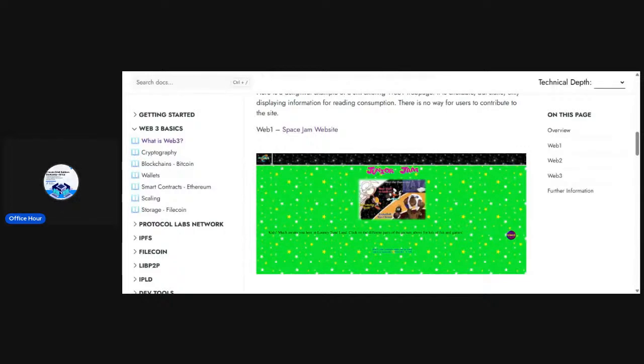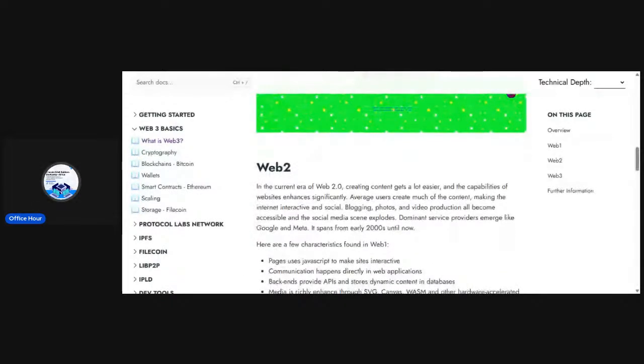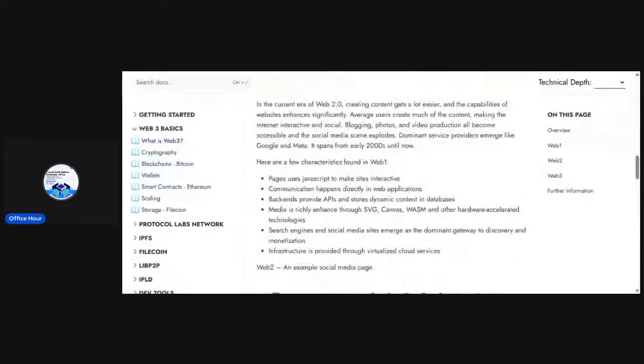So the NASA site seems to be static. It's amazing, but now a lot has changed. Now you're communicating and getting back interaction. Here comes Web 2, and this is how it looks.